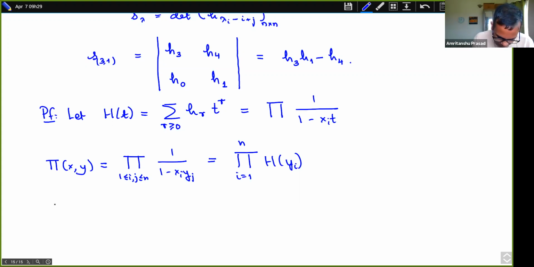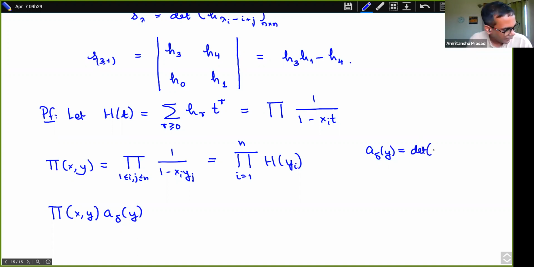Okay, so now let's try to show this. Let's work with this pi(x,y) times a_delta. So it's enough to look at this a_delta(y). Remember, this a_delta is the Vandermonde determinant. So it's a_delta(y), and now we're working in n variables. This is going to be the determinant of y_i to the n minus j. Think of this as an n by n matrix.